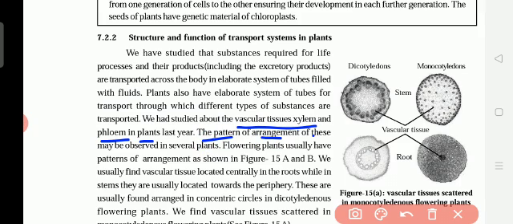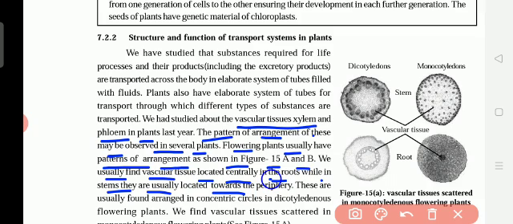The patterns of arrangement of these may be observed in several plants. Flowering plants usually have the patterns of arrangement as shown in figure 15a and b. We usually find a vascular tissue located, that means it is present central in the roots, while in stems they are usually located towards the periphery. Okay, so vascular tissue, xylem and phloem present in the roots center. In the stems where the xylem and phloem present means periphery.